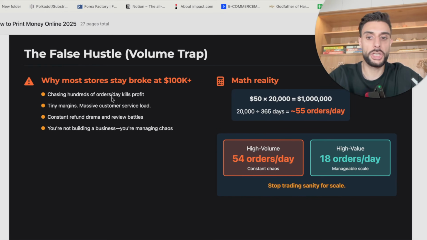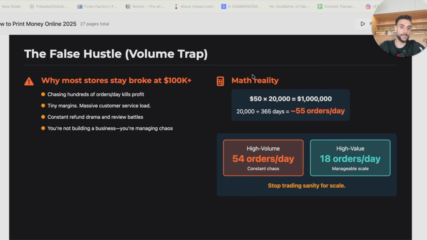You're trying to chase hundreds of orders a day and it kills your profit. You're already working on tiny margins, and then you've got to pay for customer service load as well on top, which means you're going to be broke doing it this way. And you're going to have constant refund drama. Usually when you sell cheap products online based on volume, you usually get a lot of bad quality customers that are going to charge back and refund.